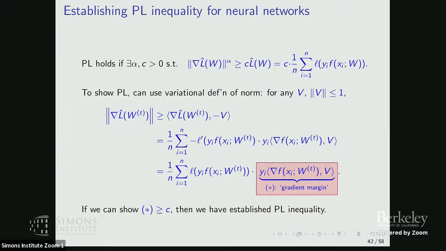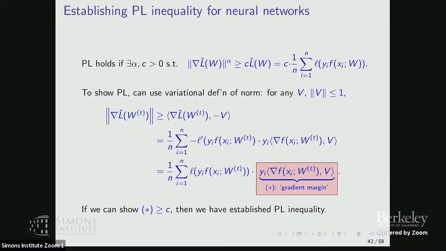So the L2 norm can be written as the maximum of inner products with a given fixed vector that has at most unit norm. So in particular, a lower bound for this gradient norm is given by the inner product with any vector v that has unit norm. And if you just write out what this gradient looks like, what we're left with is the average of minus L prime of the margin, so y_i times f of x_i, W_t, and then this remaining term, which is y_i times the inner product of the gradient with this vector v.